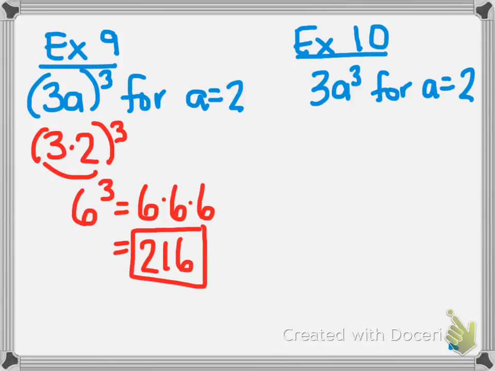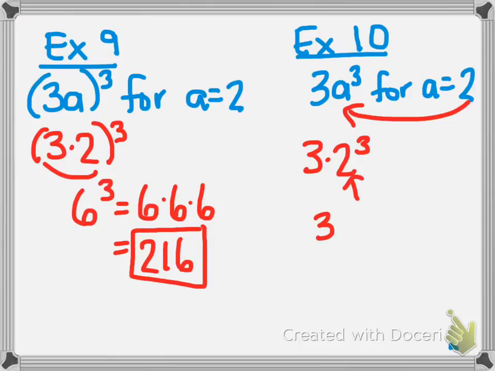36 times 6. Okay, on example 10, you're going to put the 2 in there, so that's 3 times 2 to the third power. And when you do PEMDAS, order of operations, you do parentheses first, then you do exponents. This one has an exponent. So that's 3 times 2 times 2 times 2. So that's 6 times 2 is 12. 12 times 2 is 24.